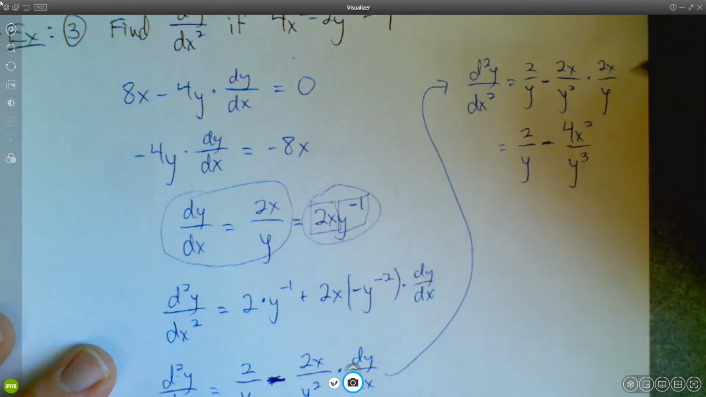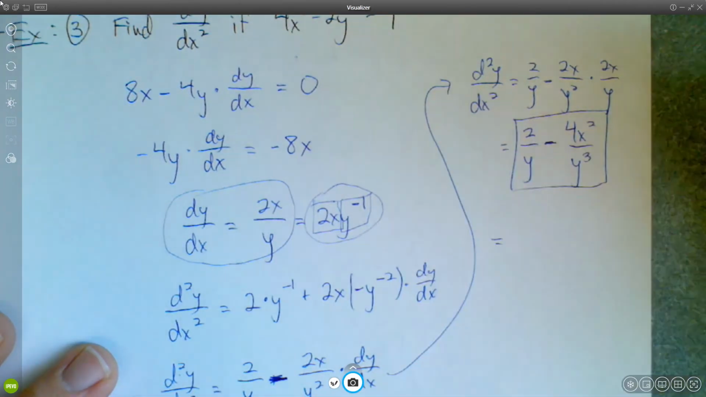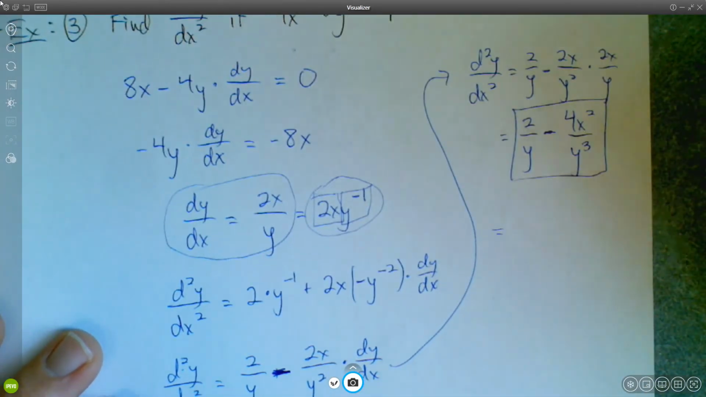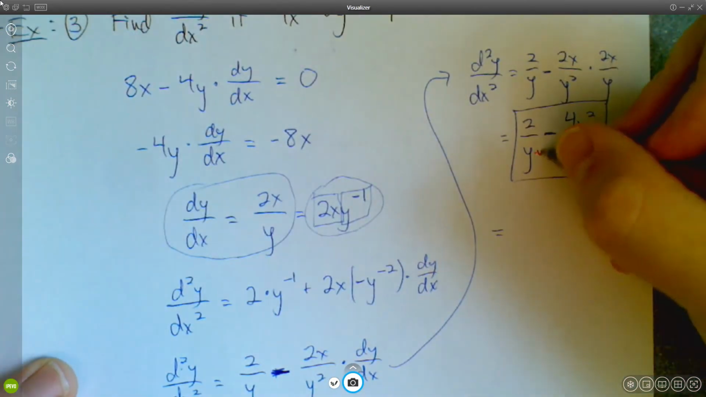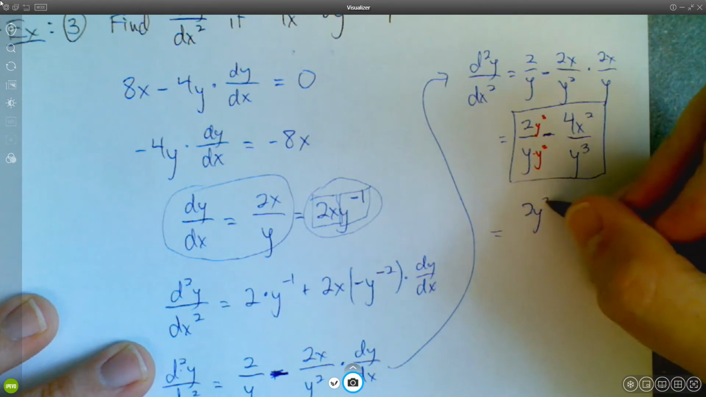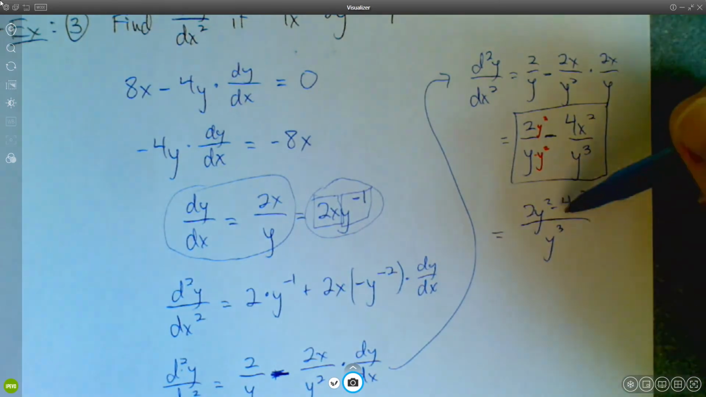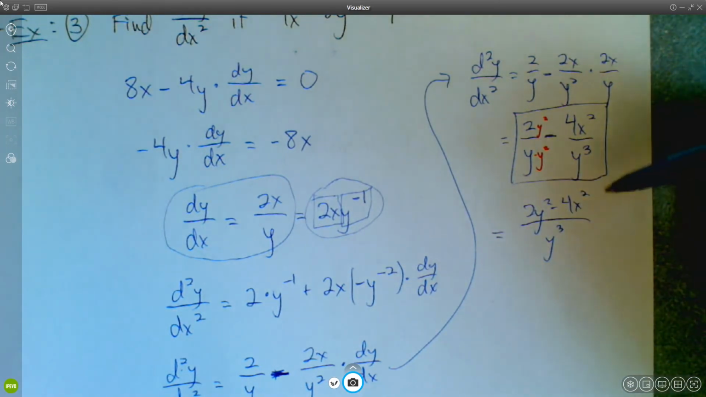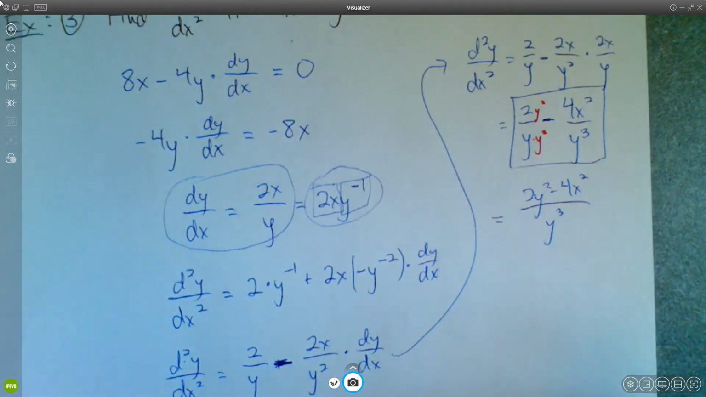You could get common denominators and combine this if you want. I mean, this would be an acceptable answer for me, but maybe the back of the book has something slightly different and you're like, why? So you could get a common denominator, right? Multiply by y squared here, and then you've got 2y squared minus 4x squared over y cubed. And then maybe they do some factoring or other stuff. But you have to be pretty good at algebra sometimes to make your answer match the back of the book. But anyway, that's the idea on that one.